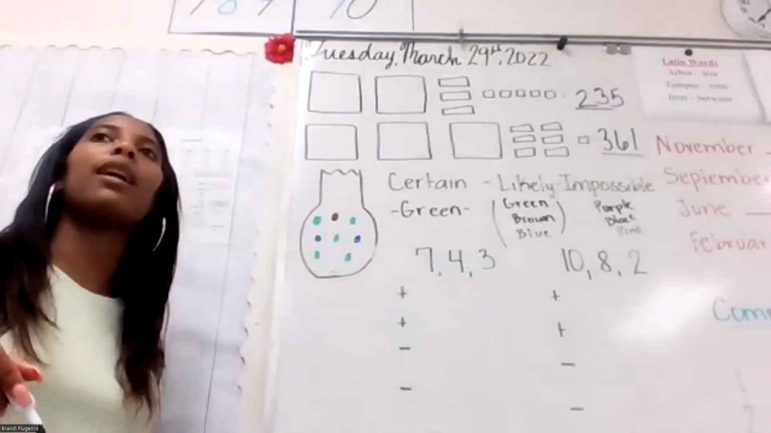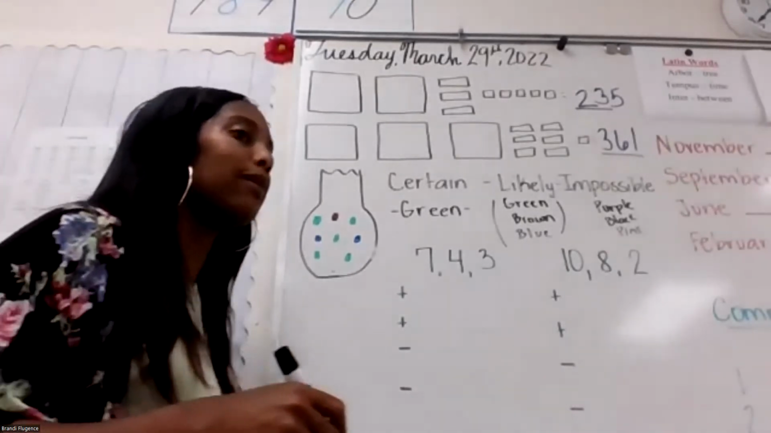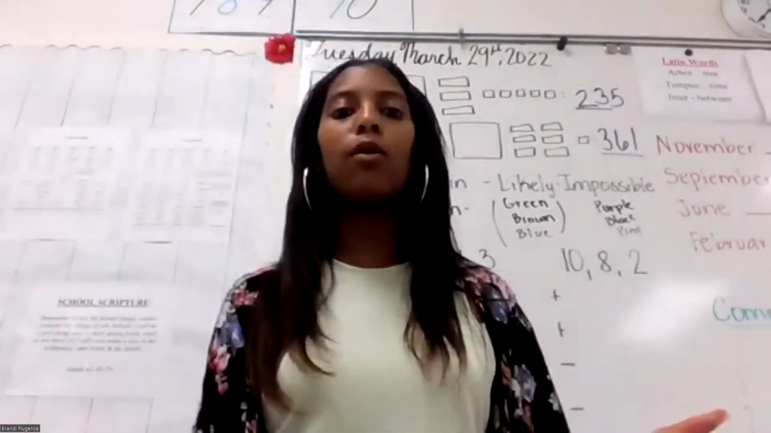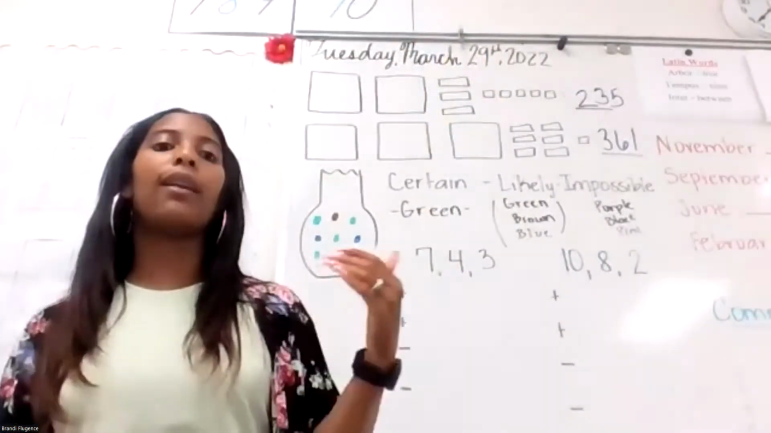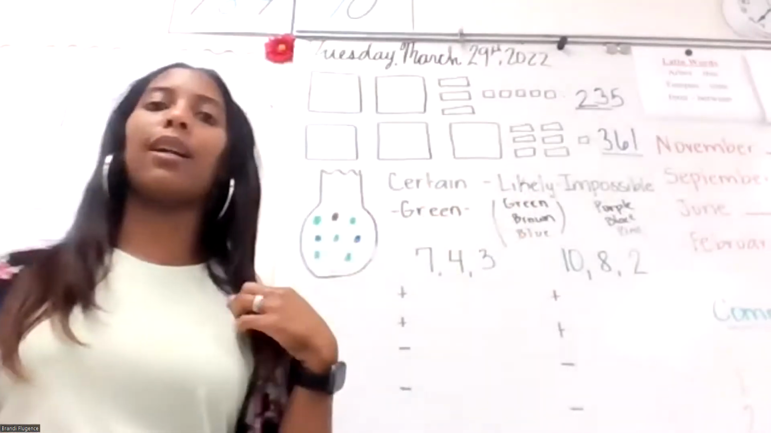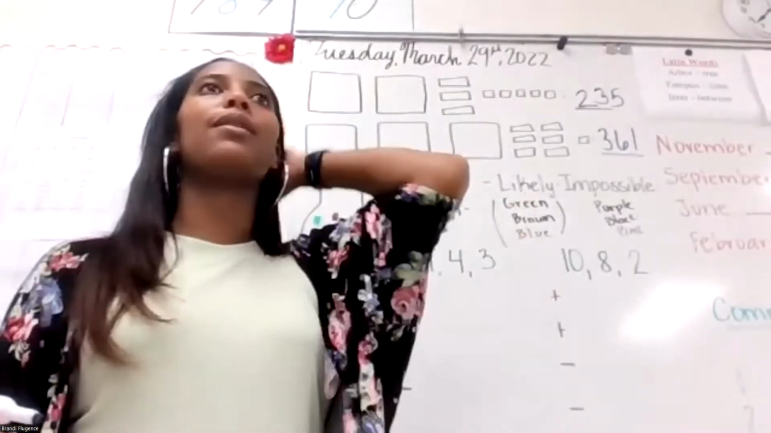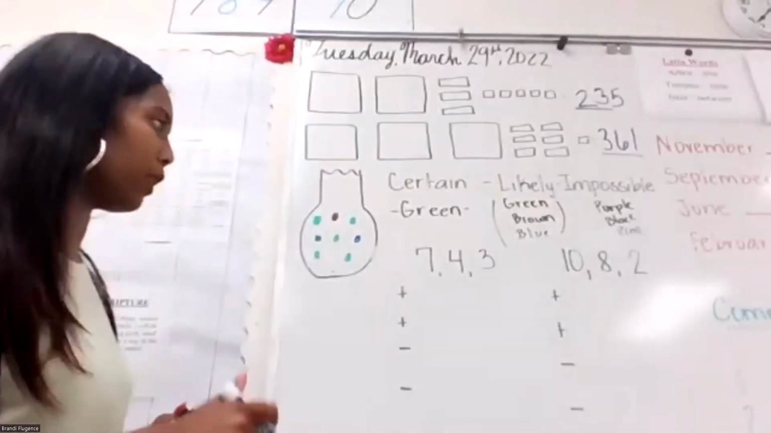So that's what certain, likely, and impossible mean. Certain means that you are sure you will pull out a certain thing, and honestly, it's going to be because it has the most. Likely means that I have the option to pull out any one of these, and impossible means there is no way possible for me to pull out any of these colors. So you will see this in your workbook today. You need to remember what these three terms mean. That's why we're going over them, okay?